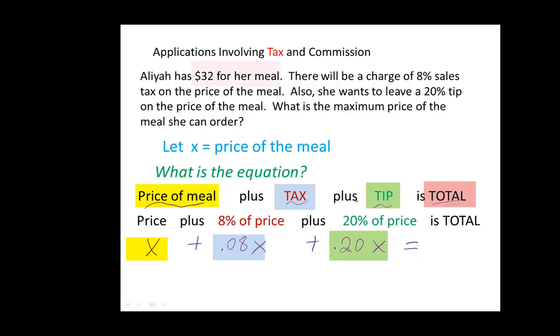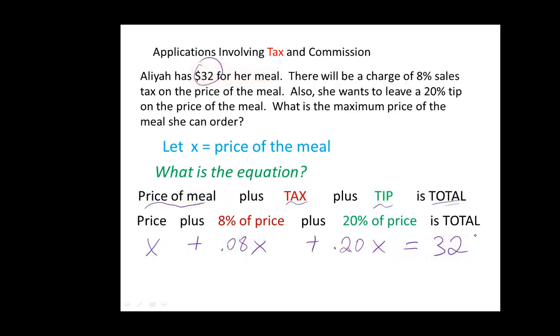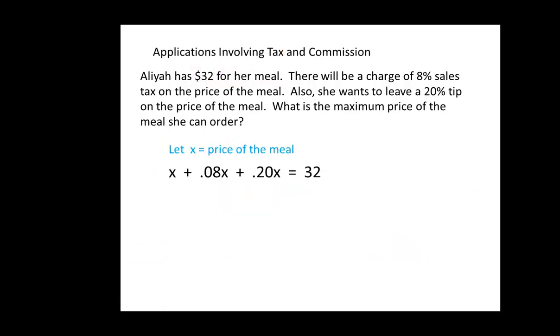Now, what is our total here? Well, remember, $32 is how much she has to spend for the meal. That's our total. So here's our equation. We need to solve this.